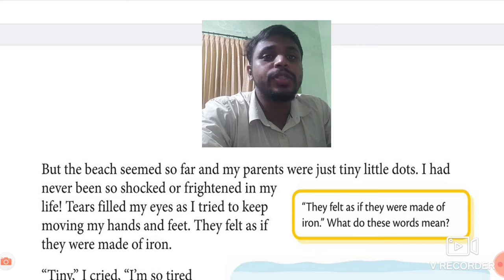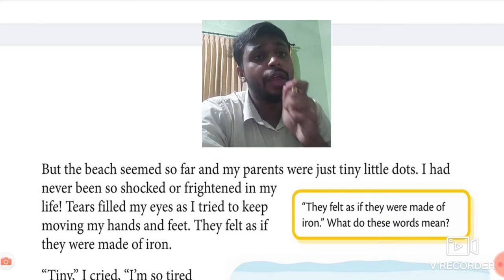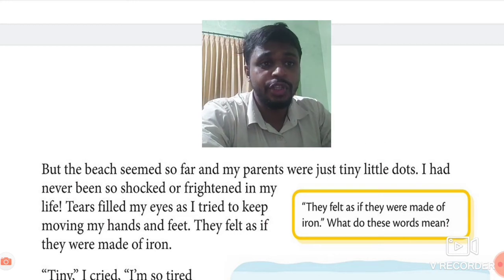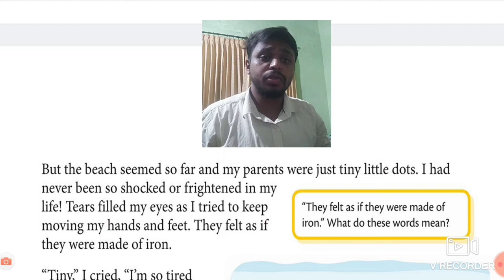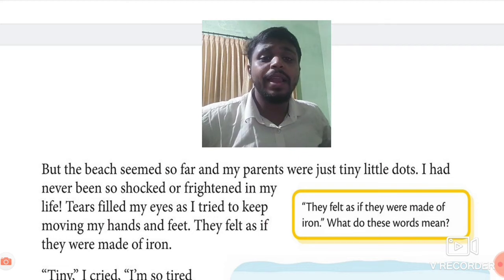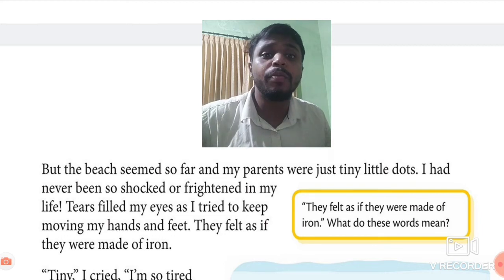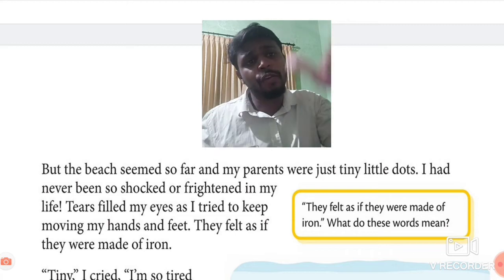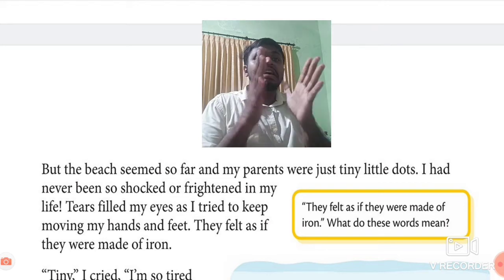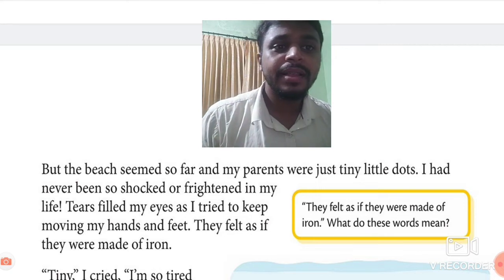Explanation. But the beach seemed so far, and my parents were just a tiny little dot. So I could see my parents as a little dot. It was because I was very far from the beach. I had never been so shocked, so frightened. Frightened means afraid. Tears filled my eyes. I tried to keep moving my hands and feet. I tried to swim with my hands and feet, but they felt as if they were made of iron. They are not moving, they are like iron. Please read again.